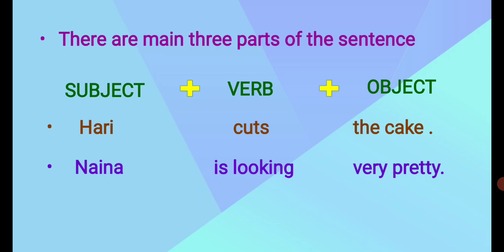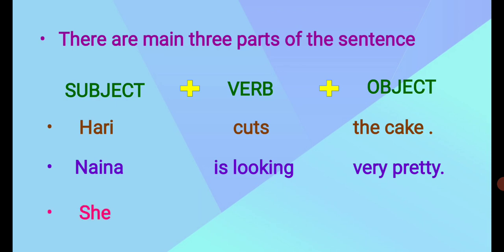So whenever we find the verb in this type of sentence, we have to underline or pick out both "is" and "looking", not only "is", right? So here Naina is the active part of the sentence, that's why it is the subject. "Is looking" is the verb, and "very pretty" is the rest of the sentence, so it is the object part of the sentence.